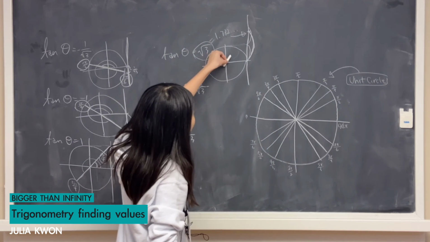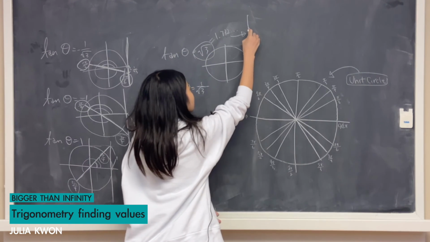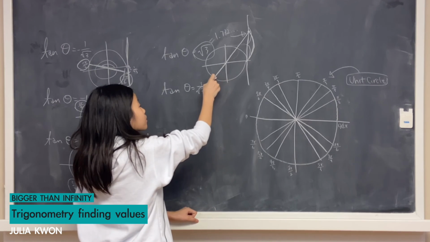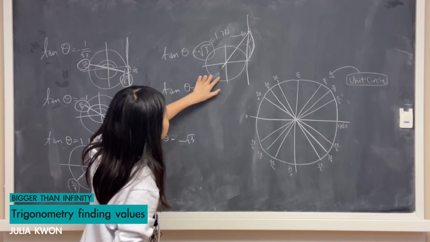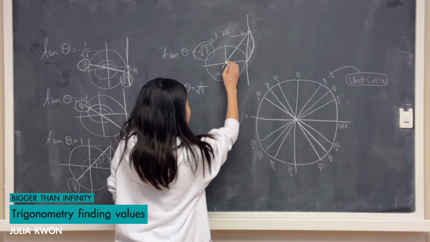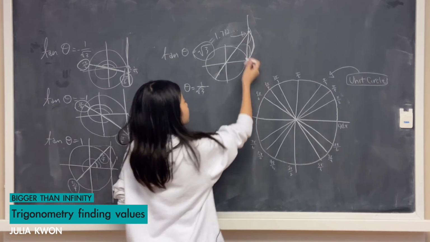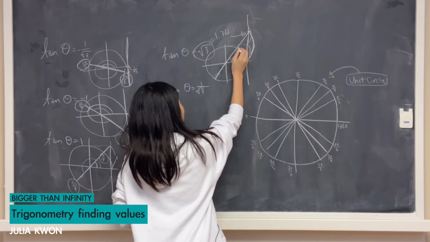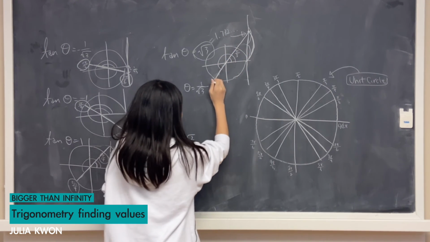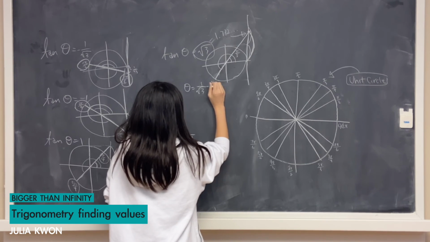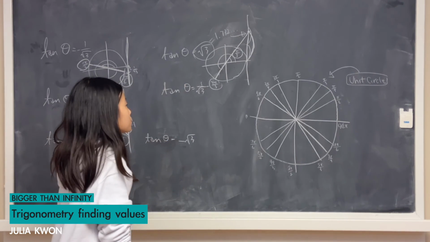So we would have to connect it from the center of the circle, like this. Wait, I didn't really draw it properly. It's actually supposed to be kind of like this. Yeah, and so this radian here is pi over 3, and this radian here is 4 pi over 3. So these two radians are the theta for this equation here.